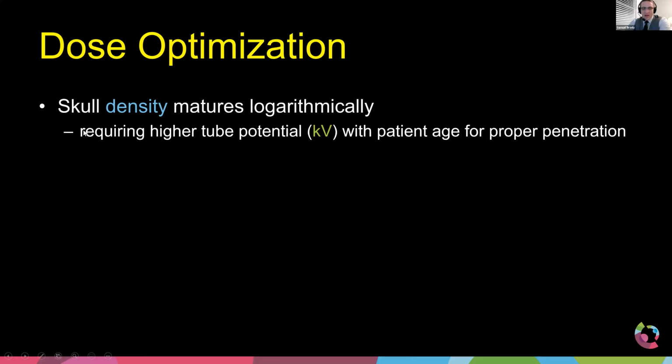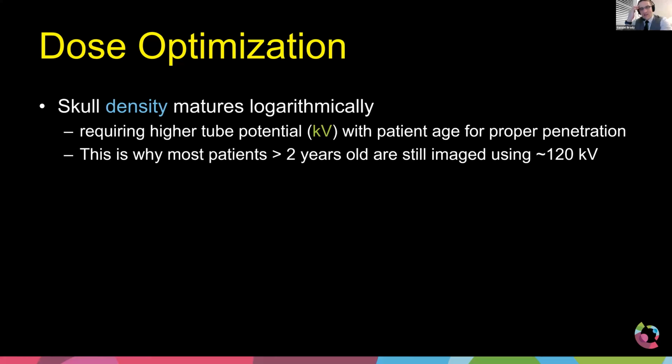And so, as we set the proper techniques, one of the most important ones in the head is setting the right tube potential, or the kV. That's because the kV helps drive the penetration. If we have an energetic photon, it's going to be able to get through our thicker, more dense skulls. And so generally after age 2, we're still typically imaging at about 120 kV. Now every vendor is going to have their own settings.